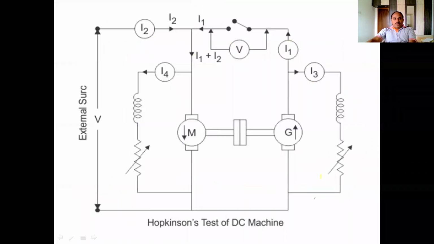I will show you in the circuit. So here we have two shunt machines. The two machines are identical, having the same characteristics, same power rating, and same voltage rating. So this machine acts as a generator.